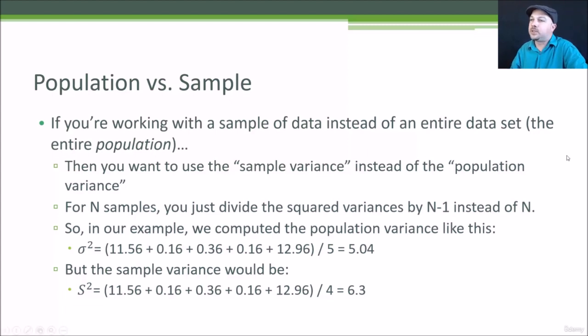Okay? So let's look at this example. In the example we just had, the population variance is exactly what we did. We took the sum of the squared variances and divided by 5, the number of data points that we had, to get 5.04. But the sample variance, which is designated by s squared, is divided by 4, n minus 1. So we took the number of data points we had, subtracted 1, and got the sample variance, which comes out to 6.3. So again, if this was some sort of sample that we took from a larger data set, that's what you would do. If it's the complete data set, you divide by the actual number. Okay, and that's the difference between population and sample variance.